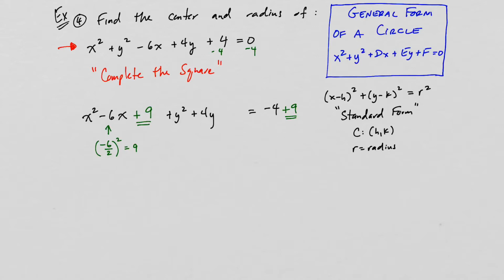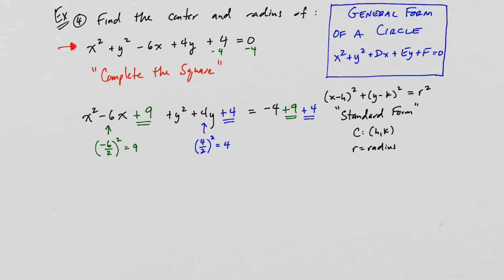Do the same thing for the y's. So here we have the number 4. Divide that number by 2 and square it. That is 2 squared, which is 4. So I'm going to add 4 here, and I have to add 4 to the right side of the equation to compensate for that.